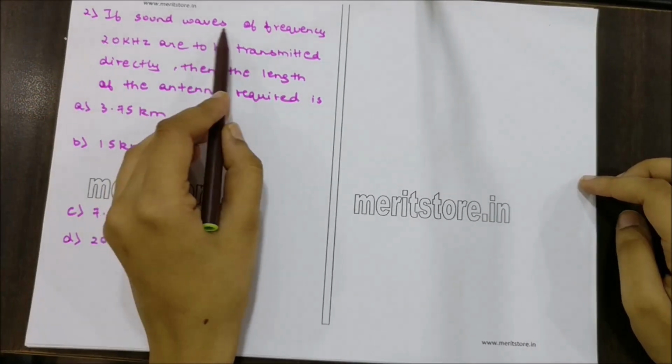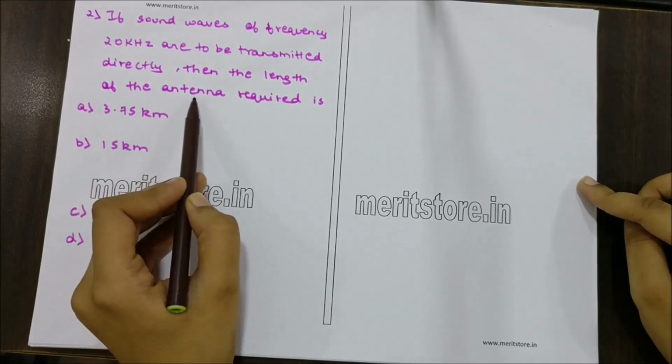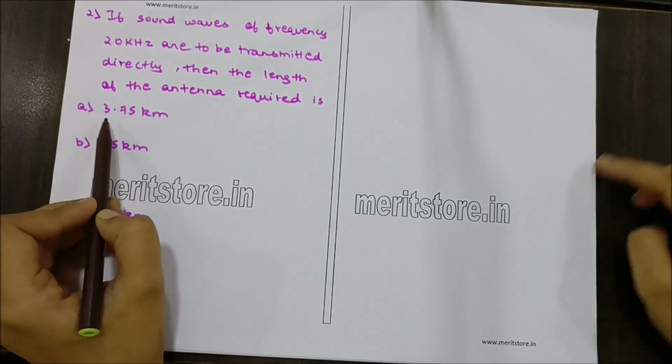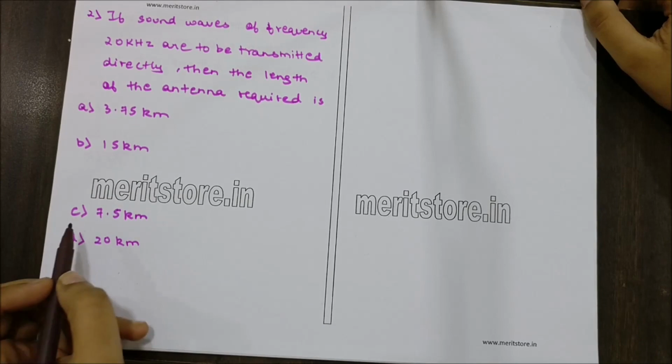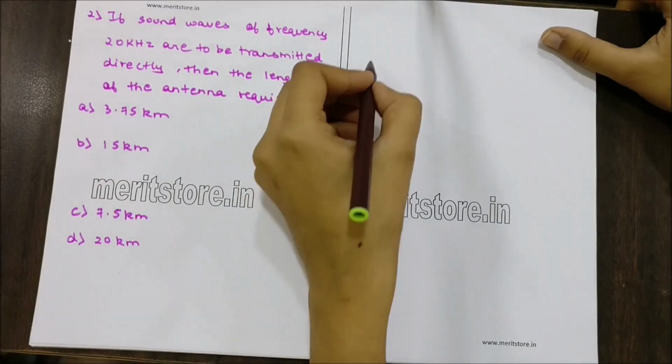Question 2. If sound waves of frequency 20 kHz are to be transmitted directly, then the length of the antenna required is A. 3.75 km, B. 15 km, C. 7.5 km, D. 20 km. Over here, we first need to find out lambda.